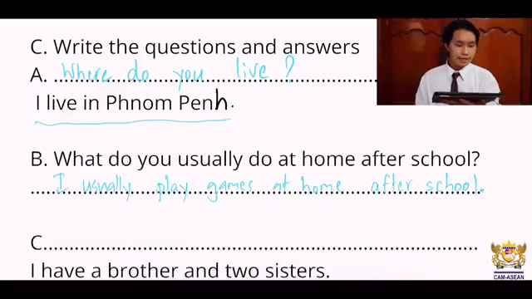Last one for this is letter C. Again, they have the answer for you, but they don't have the question. So your job is to write the question. I have a brother and 2 sisters. Okay, take your time and finish this exercise.